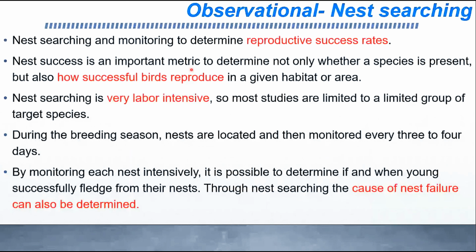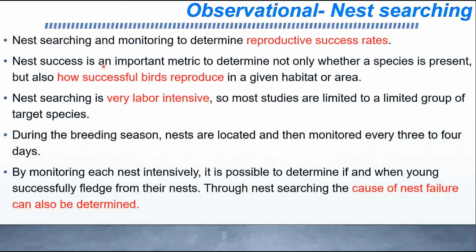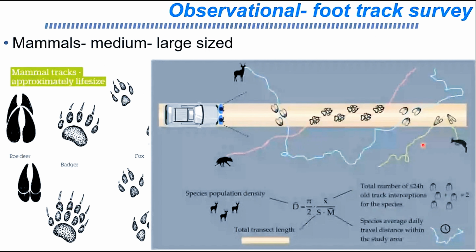Again, like spot mapping, this is also a very labor intensive way of studying biodiversity. That's why you have to look for a very small number of species, but during a restricted time, say only during the breeding season, and you monitor it very frequently. So this is called nest searching.